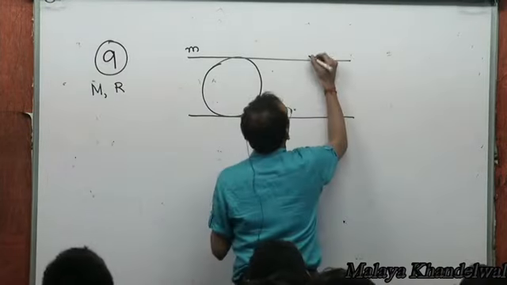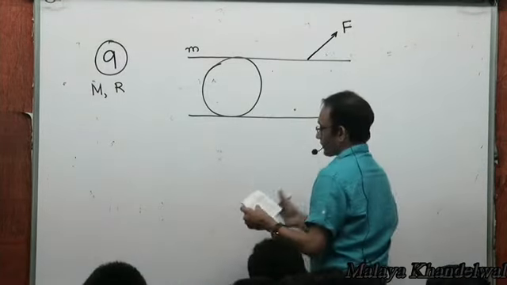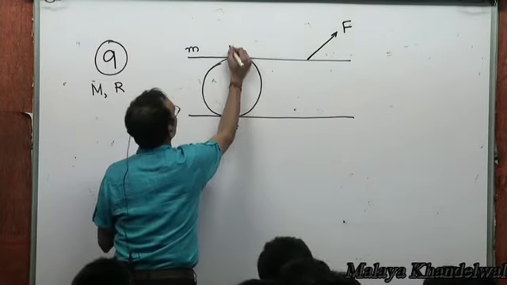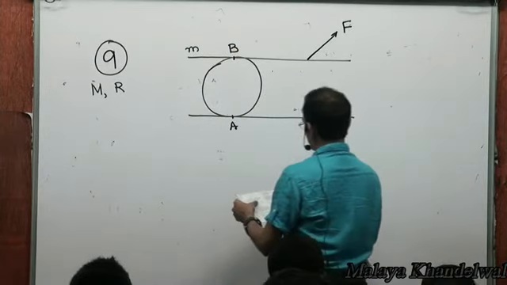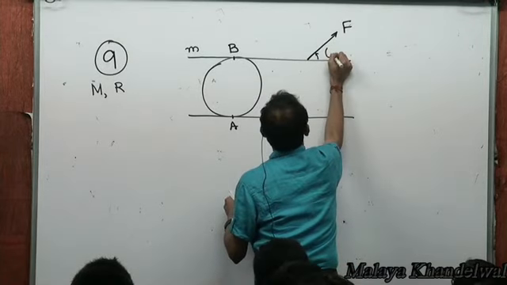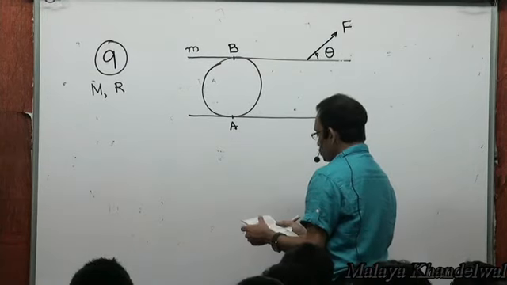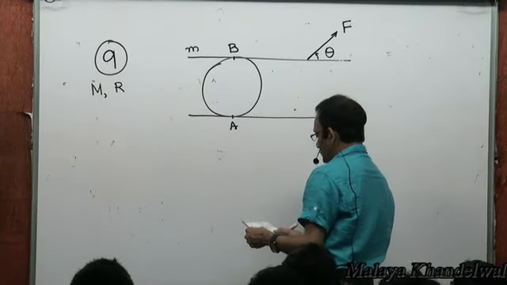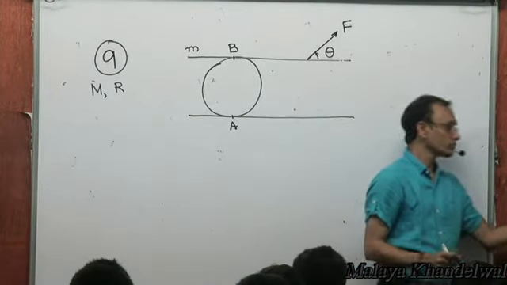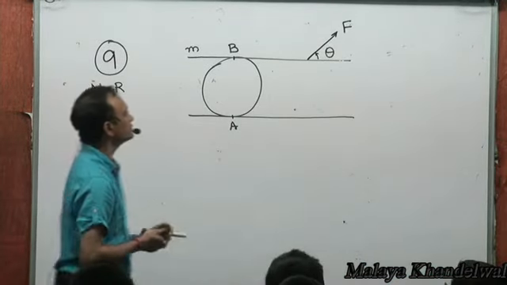And a constant force F is applied, and say these are the points of contact A and B. A constant force F is applied, making an angle theta with the horizontal. Assume no slipping anywhere. Find the acceleration of the cylinder and the frictional force at A and B, right? It's a very easy problem, direct application of ideas that you've learned.